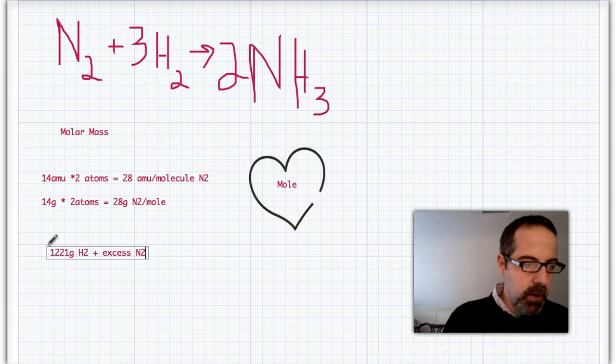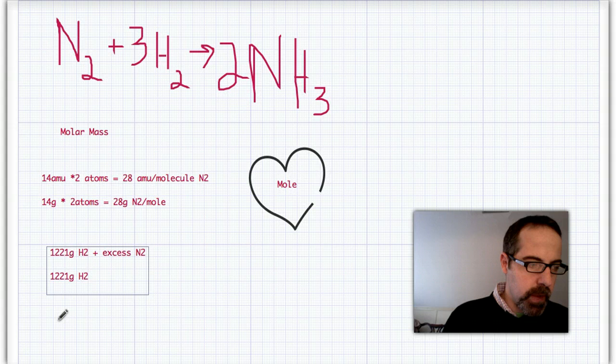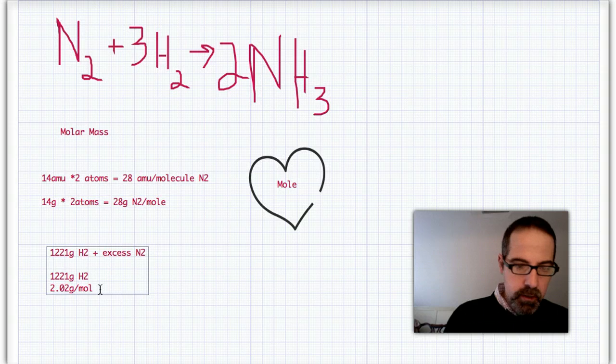So we're going to gather our knowns. One of our knowns is 1,221 grams hydrogen. The other known is the molar mass of hydrogen gas, and that is 2.02 grams per mole. If you don't know how I did that, or you can't figure it out, basically all I did was add up the molar mass of hydrogen and then multiply by 2 for 2 atoms. The unknown would be the mass of ammonia. So we have an unknown number of grams of ammonia.